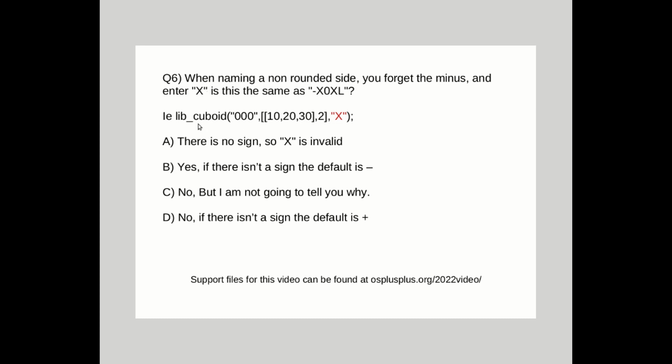And my options are, and it gives you a nice little outlay, the options are: A, X is invalid. B, yes, if there isn't a sign, the default is minus. C, no, but I'm not going to tell you why. And D, no, if there isn't a sign, the default is plus.